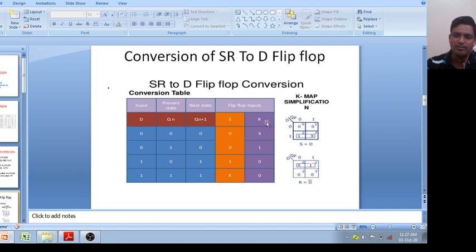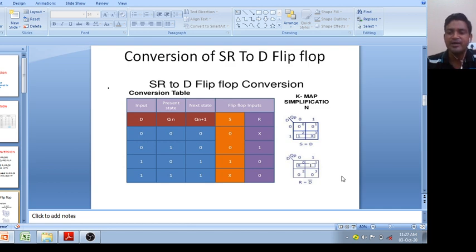Okay, similarly solve R. 0. Don't care. Sigma M 0. Then 1. This one. Solve this. Now S equal to D, R equal to D bar. By using K-map, you will determine the value of available flip-flop inputs.